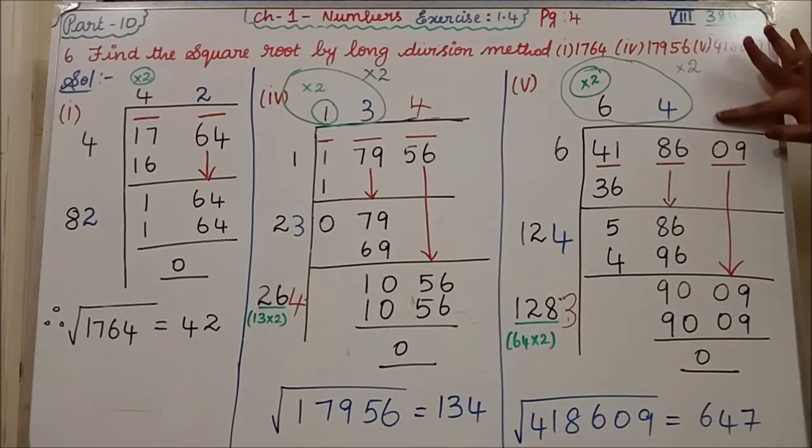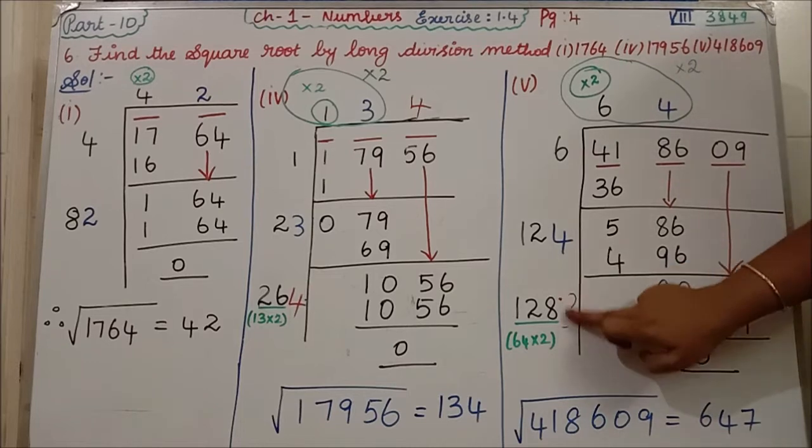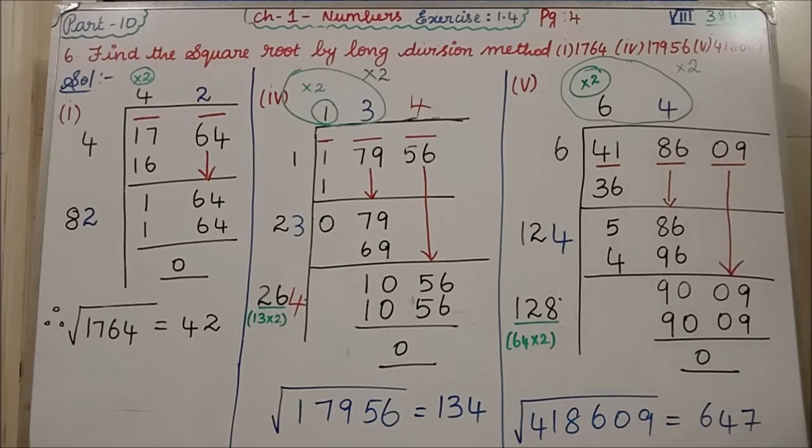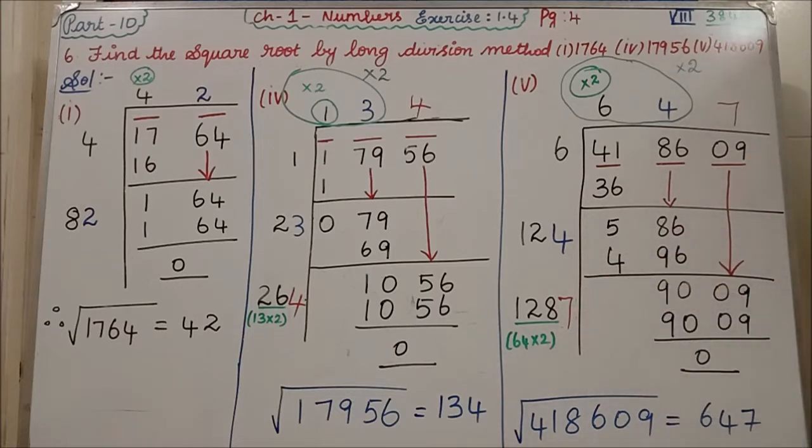So, what I told you, if you are ending with 9, 2 options. One is 3 or another is 7. So, next we will try with 7. Clear? I am going to put here also 7. Then here also 7. Clear? Now 7 into 1287 if you multiply, we are getting correctly 9009. So if you subtract, we are getting 0. So 4,18,609 is a perfect square number. The answer for that is 647.